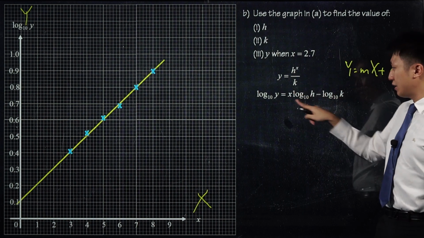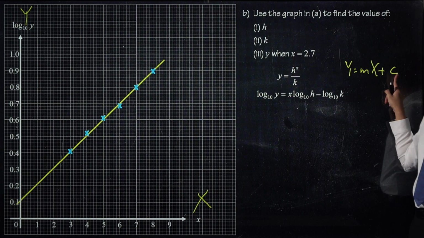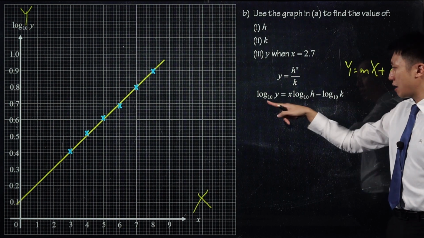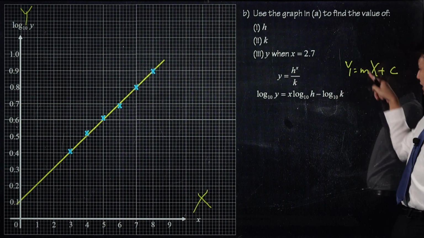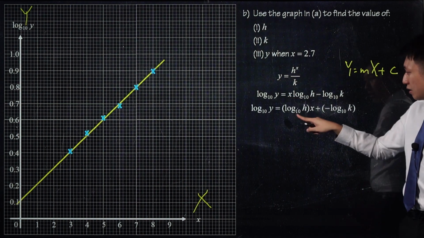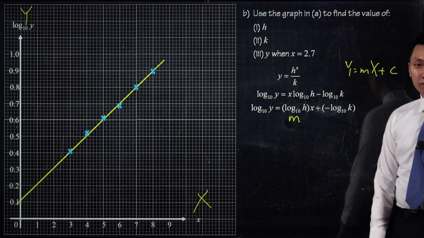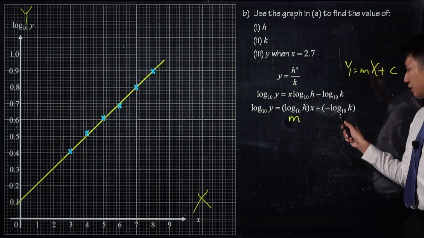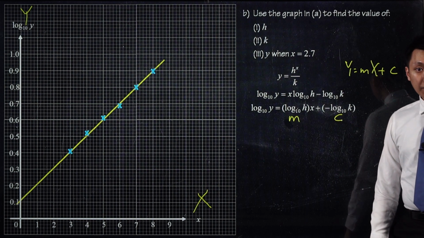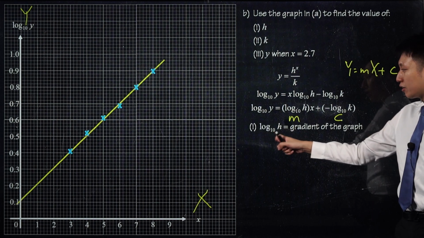Now you have this thing already. We want to write it in the form of y equals mx plus c. So we have to figure out what our x is. Our x here is exactly the x here. So we rewrite it, then it's going to be this thing. So this is your m, and this is your c. Alright? Okay, no problem.